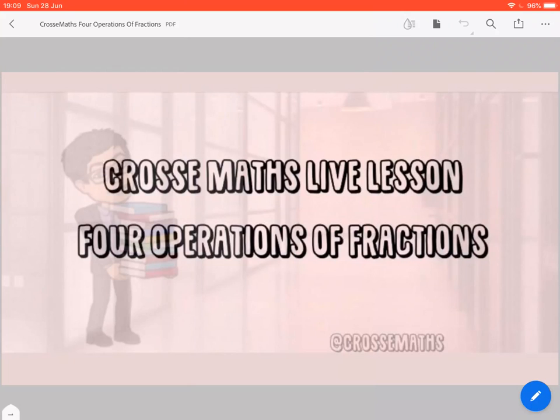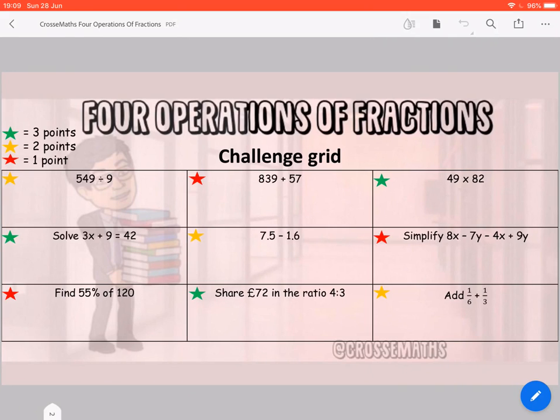Okay, today we're going to be doing adding and taking away fractions. Can you pause the video now and have a go at the challenge grid in front of you? Red is worth 1 point, yellow is worth 2 points, and green is worth 3 points. So they're the difficult questions. Have a go and I'll go through it in a second.